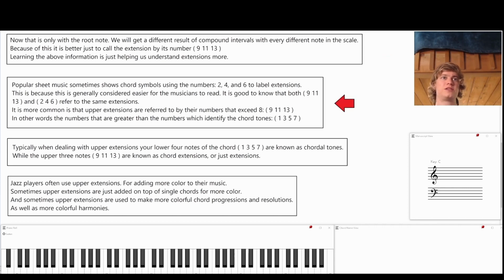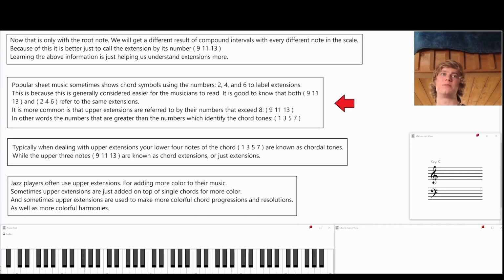Popular sheet music sometimes shows chord symbols using the numbers 2, 4, and 6 to label the same extensions that you would call 9, 11, or 13. This is because it is generally considered easier for the musician to read. It is good to know that both 9, 11, and 13 and 2, 4, and 6 can refer to the same extensions. It is more common that upper extensions are referred to by their numbers that exceed the number 8, or the octave, so 9, 11, and 13.